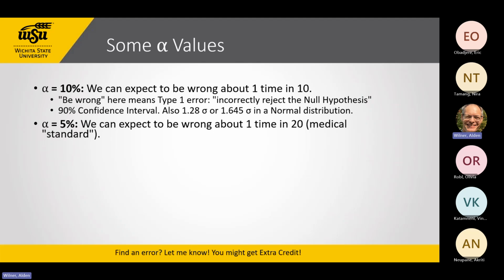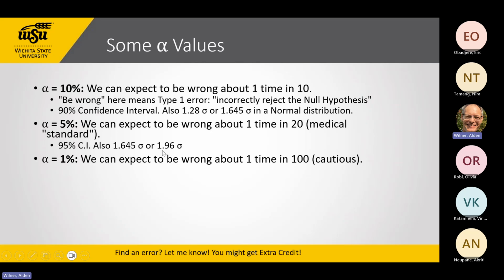5%, we can expect to be wrong about 1 time in 20. This is actually a medical standard. They have a new drug. They want to find out if it works. They run this thing with an alpha level of 5%. So they can run 200 tests and be wrong 10 times. And I guess that's okay. I don't know. Right. So again, this is 1.645 sigma. That's the same number. Or 1.96 sigma. 1% alpha. 99% confidence interval. We can expect to be wrong about 1 time in 100. Very cautious. This is 2.326 sigma or 2.576 sigma.